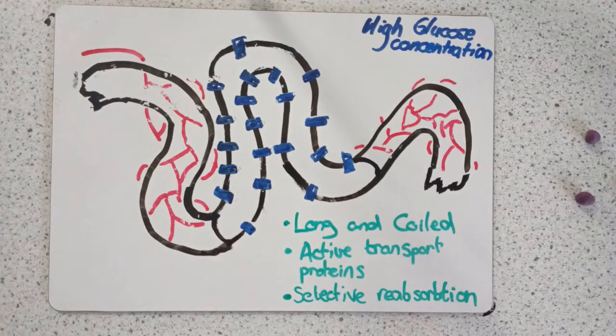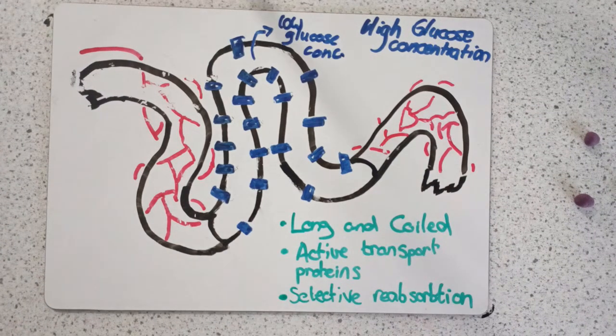There is a higher concentration of glucose outside the nephron than inside the nephron. So to move glucose out, we must move it up a concentration gradient, which requires active transport and active transport proteins.